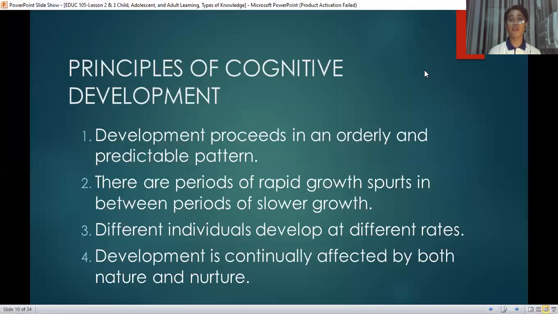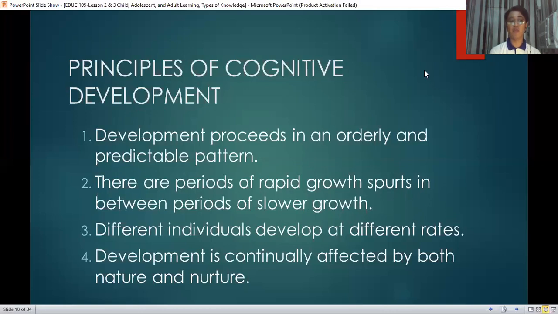Second, there are periods of rapid growth, spurts, in between periods of slower growth. We could say that a learner during early childhood grows rapidly, okay? But at some point, when they move to the adolescent years, you would notice that cognitively, little by little, they lose interest. So we need to consider this aspect in order for us to know how to adjust our strategies.